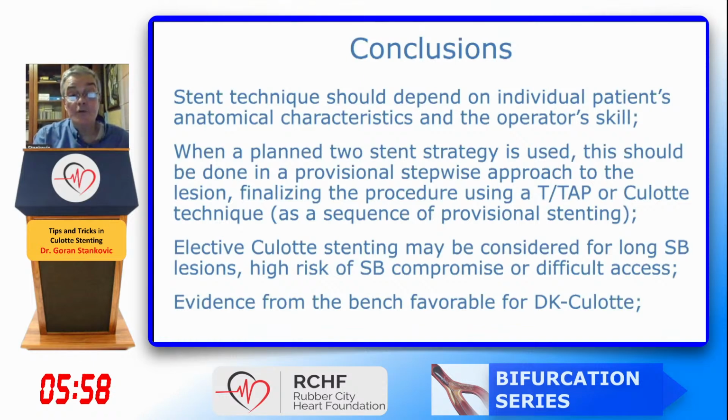If we plan a two-stent technique, this should be done for us in the majority of cases using a provisional layered stepwise approach, and then decide individually whether to finish with T-tap or culotte as a sequence of provisional. Elective culotte may be considered for long diffuse side branch lesions, high risk of side branch compromise or difficult access, exactly the same as for DK crush.